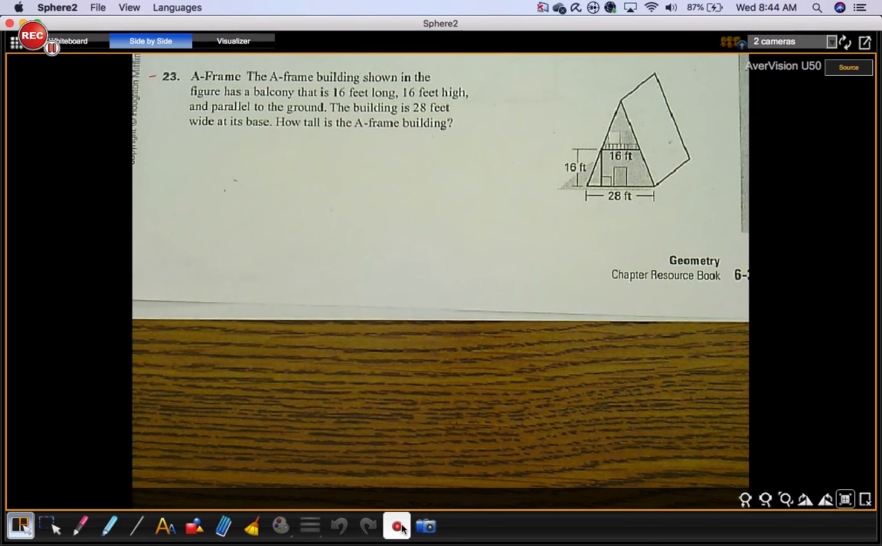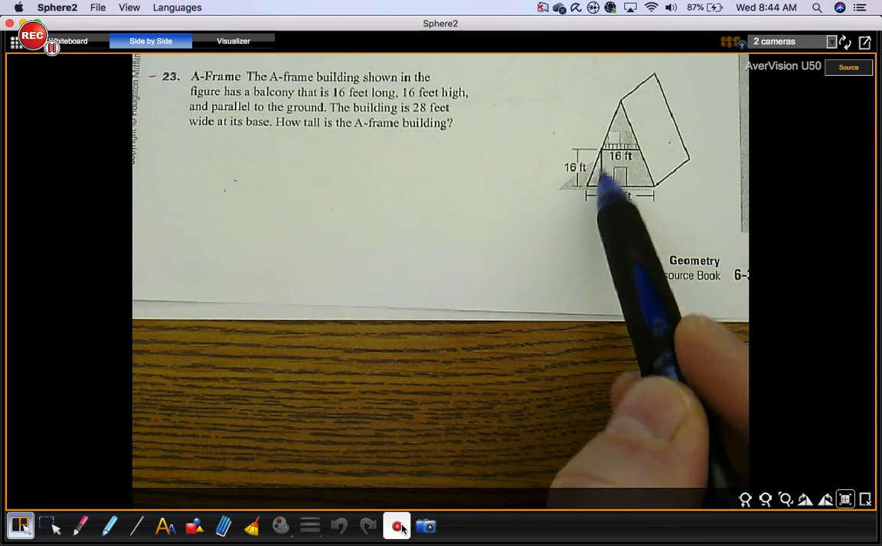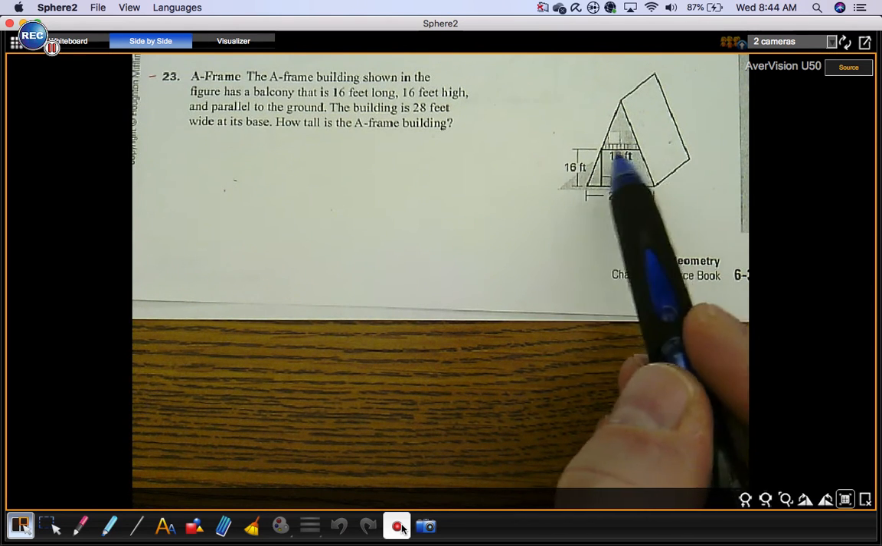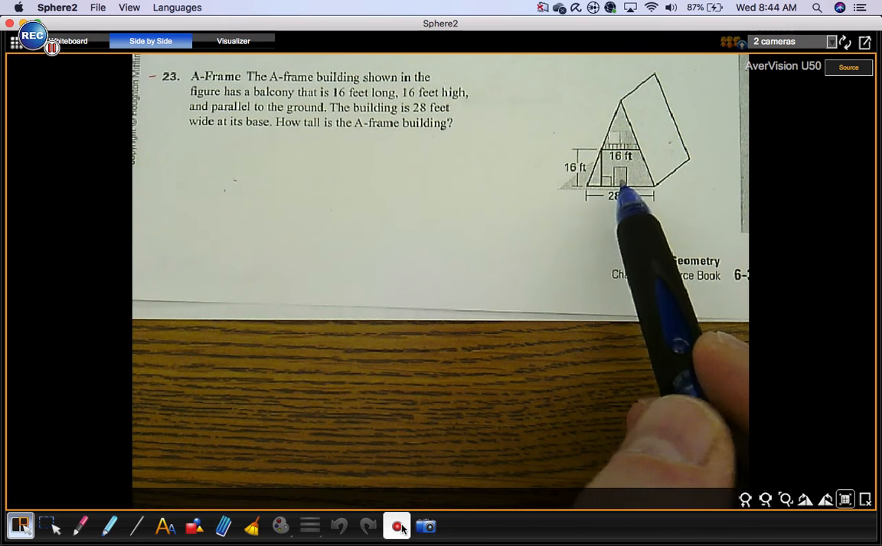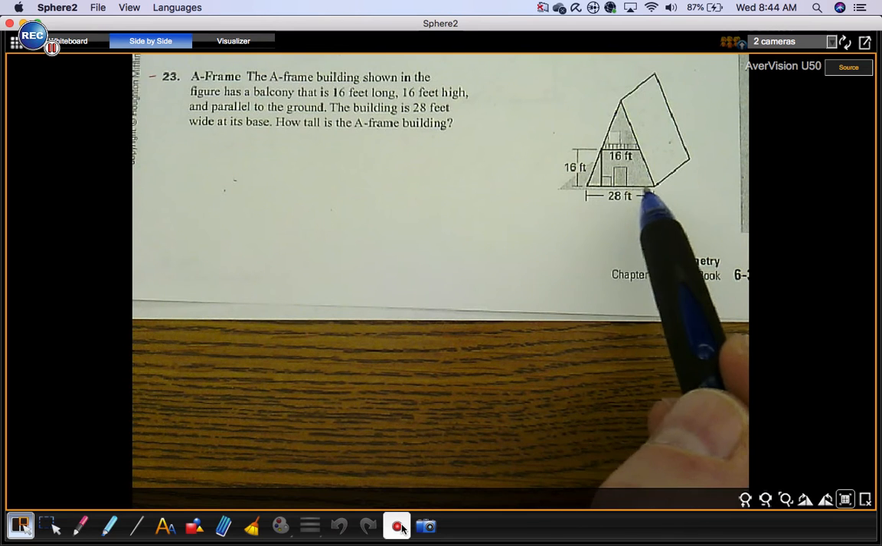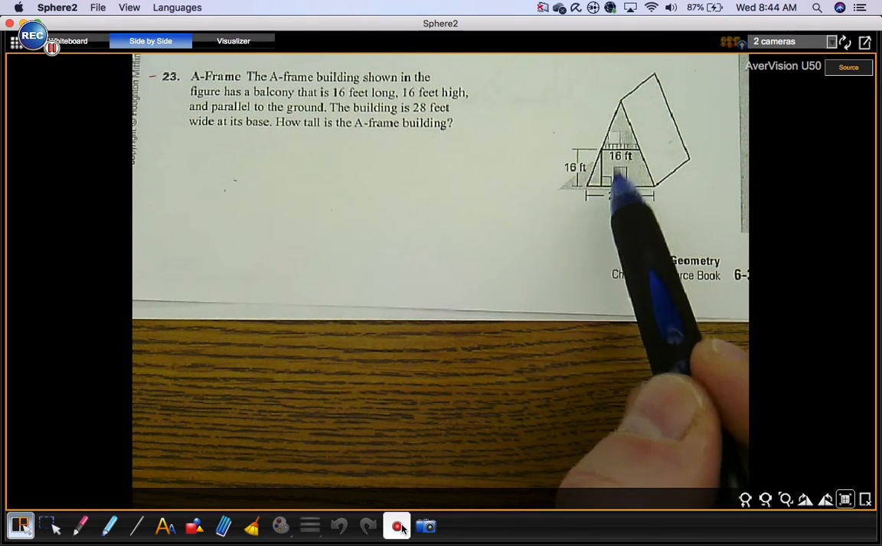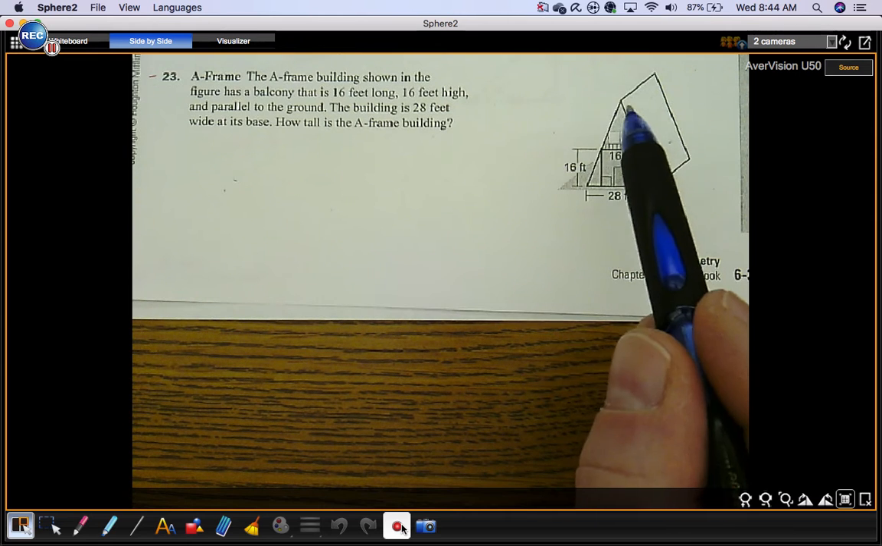Number 23 is about an A-frame. The A-frame building shown in the figure has a balcony that is 16 feet long. So that's this guy. It's 16 feet high. That's this dimension. And it's parallel to the ground. That's really important. The building is 28 feet wide at the base. How tall is the building? So we're not measuring this diagonal piece, we're measuring this vertical piece.